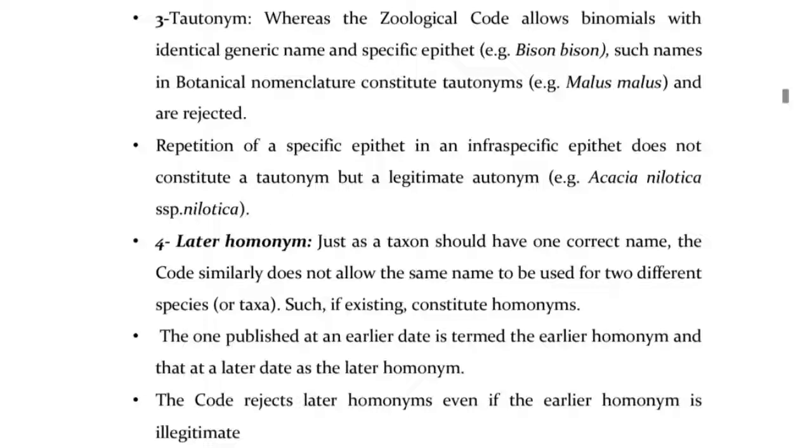4. Later homonym. Just as a taxon should have one correct name, the code similarly does not allow the same name to be used for two different species or taxa. Such, if existing, constitute homonyms. The one published at an earlier date is termed the earlier homonym and that at a later date is the later homonym. The code rejects later homonyms even if the earlier homonym is illegitimate.